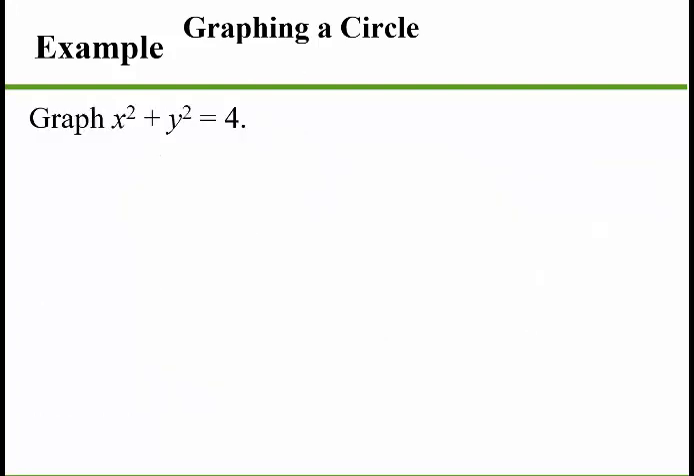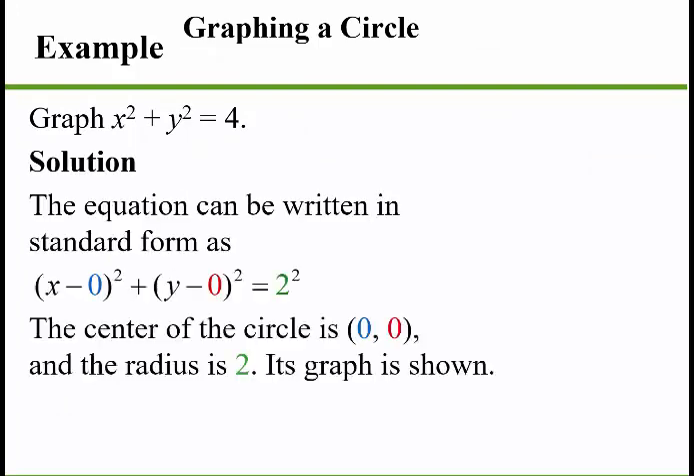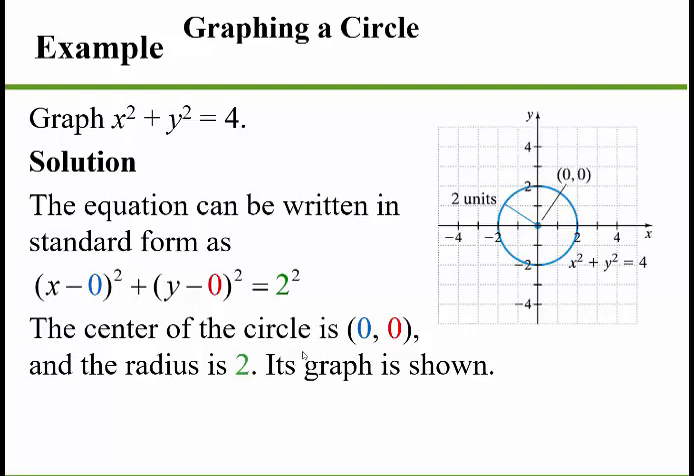All right, let's graph this one. This is just x squared plus y squared is equal to 4. The equation can be written in standard form as follows. Notice that x minus 0 squared is still the same thing as x squared, and the same here. And 4 is obviously just 2 squared. So the center of this circle is just (0, 0), and the radius is 2, and its graph is shown here.